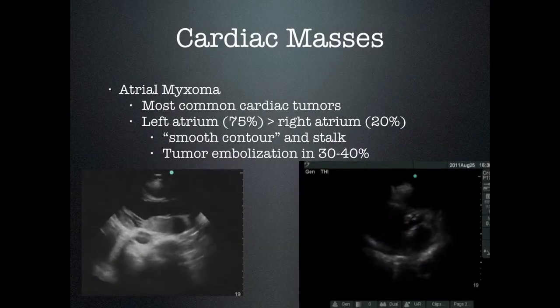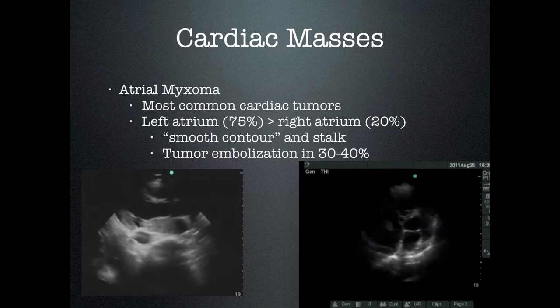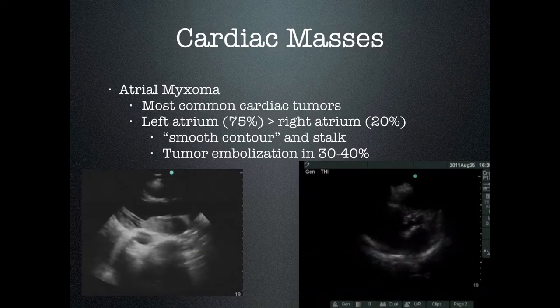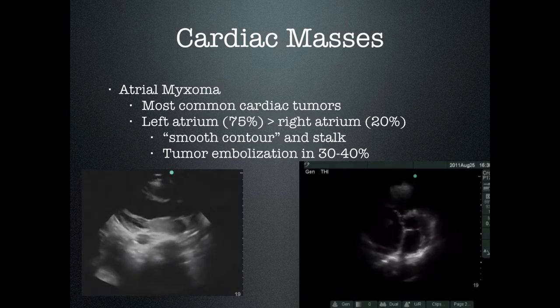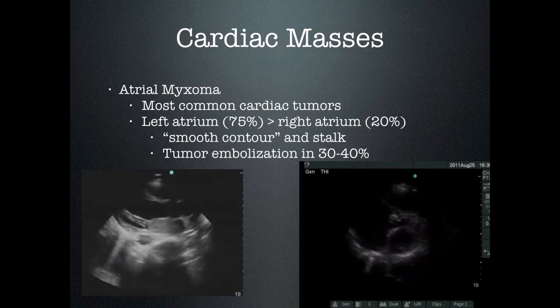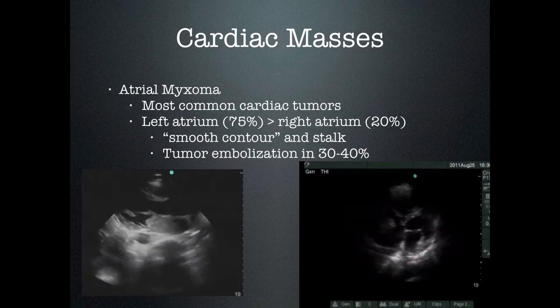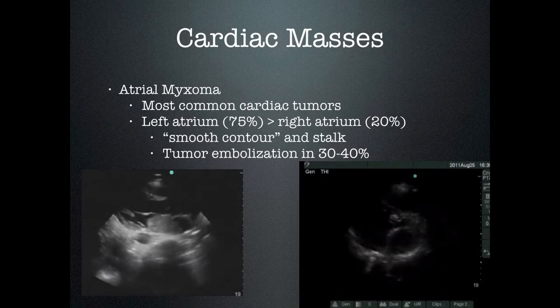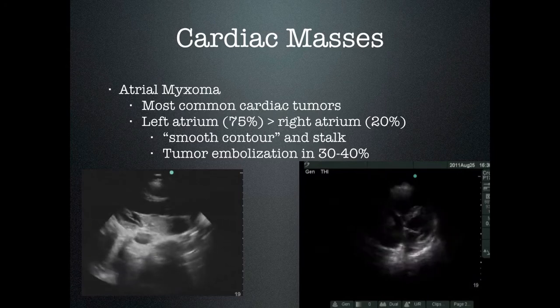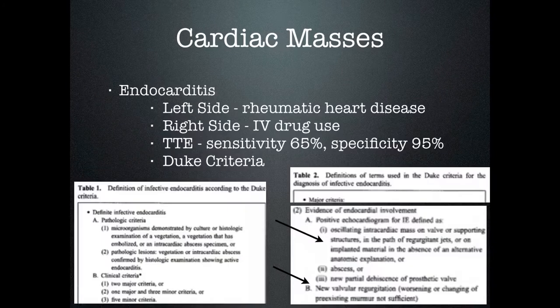This one was difficult to diagnose. It had to go to cardiac CT to help make the diagnosis, but in this case this was an atrial myxoma. And atrial myxomas can also embolize 30 to 40% of the time. So if you see embolic disease, it doesn't necessarily mean that it was a thrombus. It could have been a cardiac tumor.